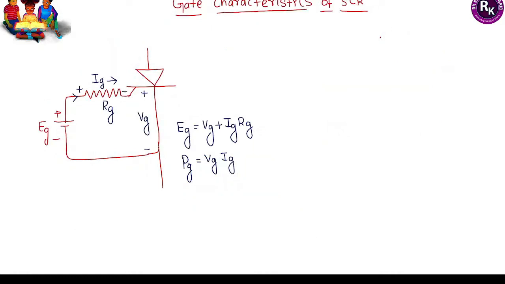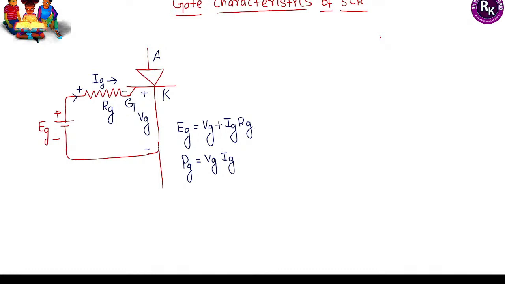Next, let us discuss the gate characteristics of the SCR. While designing the SCR, the very important thing is that it has two terminals, one is anode and another one is cathode. Apart from this, we will also have one more terminal that is called the gate. So controlling the gate is very important for us.